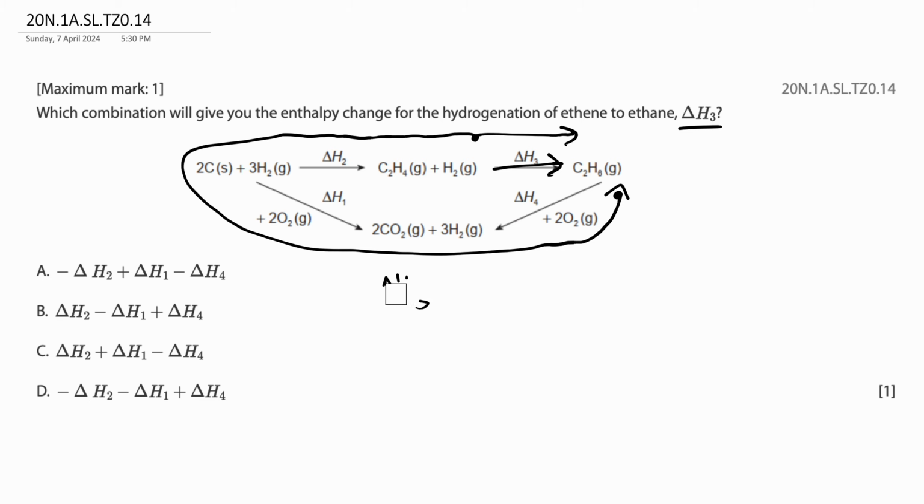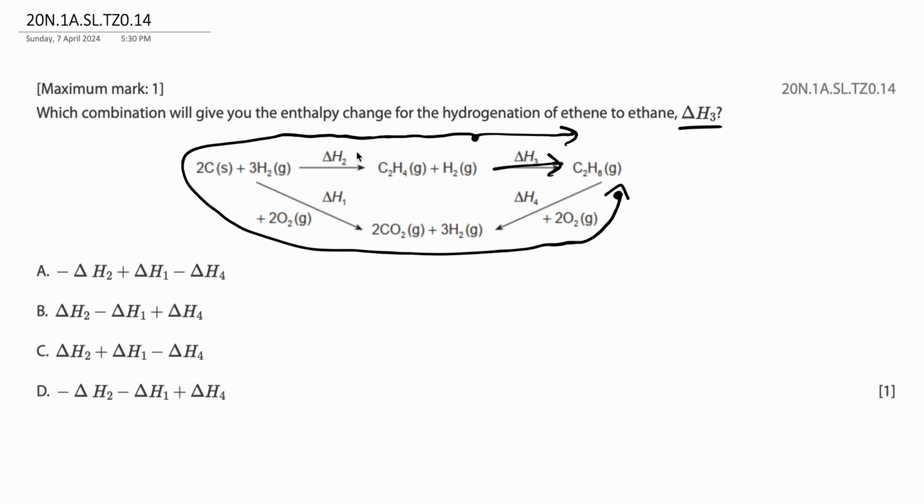Well, I know that H3 is going from the left to the right. So the opposite route must be going in the opposite direction, right? So it must be going from right to left. So I need to convert each of these arrows to be going from right to left. It must look like a path, a proper path. What do I mean by this?